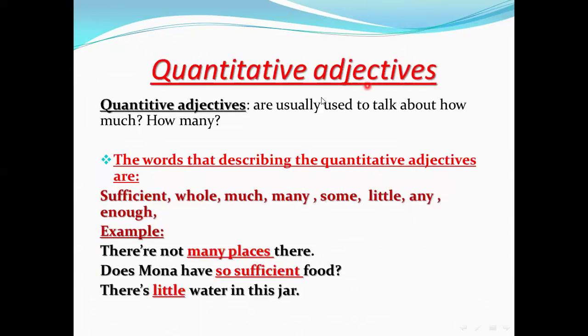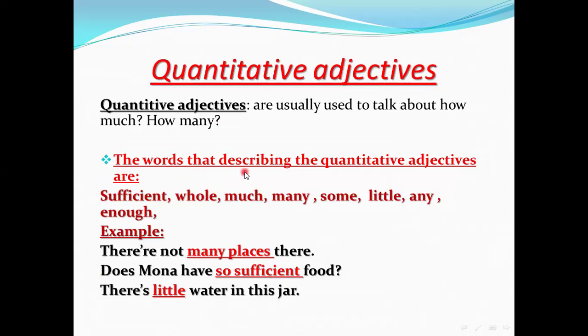When we say their cars are new, their car is new, my car is new. Now we have quantitative adjectives. Let's look at quantitative adjectives. What is the quantitative adjective here? It is used to talk about how many or how much. Let's know more about this topic.